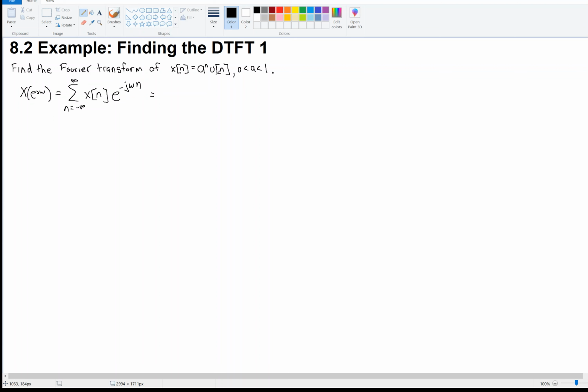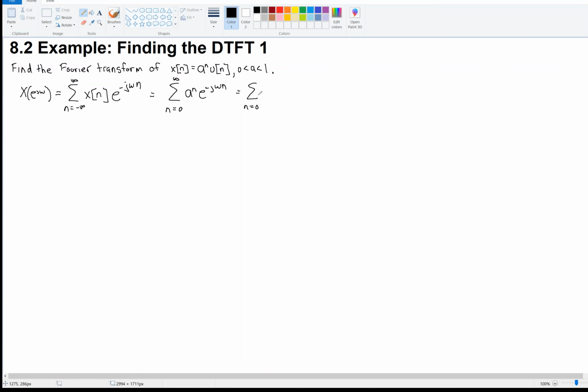Okay, so now I want to plug in x[n], a to the n u[n] for x[n]. The unit step is 0 for negative n. So when I do that, those zeros don't contribute anything to the sum, and I might as well take the sum beginning at 0, instead of negative infinity. And then in this range, x[n] is just a to the n because the unit step is 1 in that range. So I'll write this. Okay, so a to the n, e to the minus jωn.